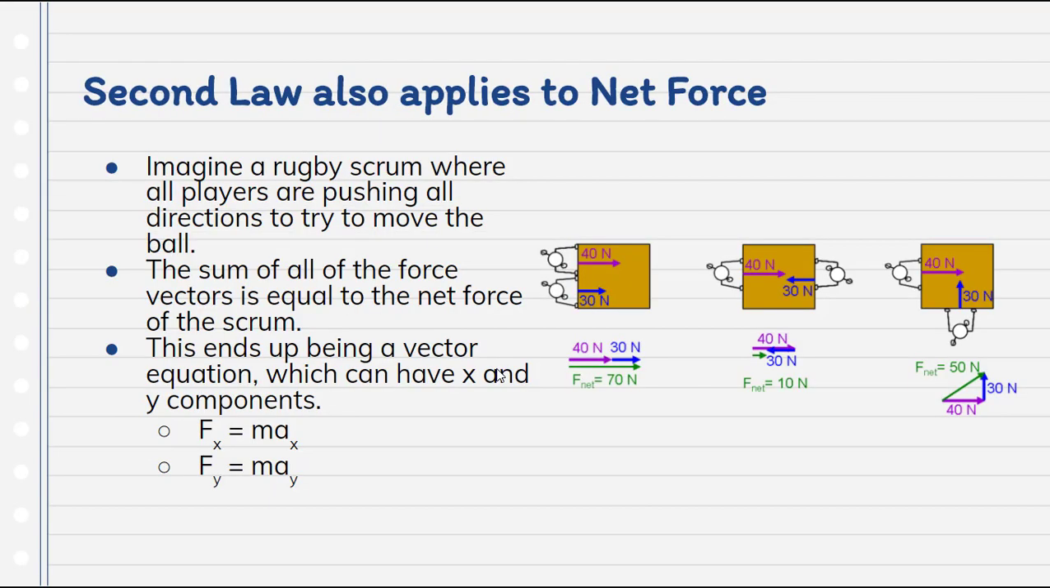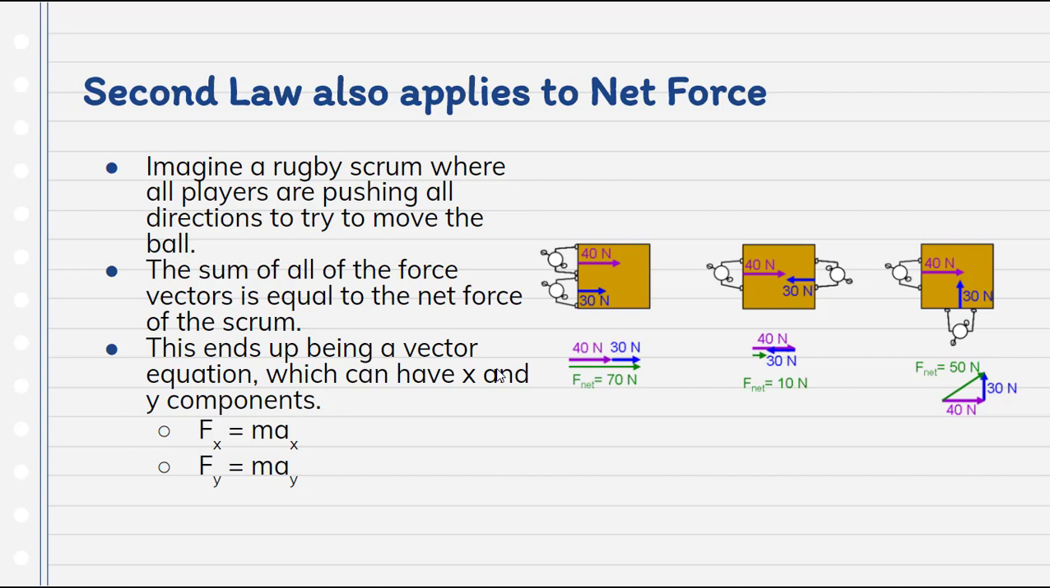Let's move on. Newton's second law also applies to net force. So imagine a rugby scrum, and I don't know how familiar you are with rugby, but watch it. It's like football without pads, and nobody really cares if the other players get hurt. They're all trying to push in all directions and try to move the ball. Now, the sum of all the force vectors is equal to the net force of the scrum. Now, this ends up being a vector equation which can have x and y components. So, for example, the force in the x direction is equal to the mass times the acceleration in the x direction. And same with y. The force in the y direction is equal to the mass times the acceleration in the y direction. So we can use vectors to think about how these particular forces are applied here.